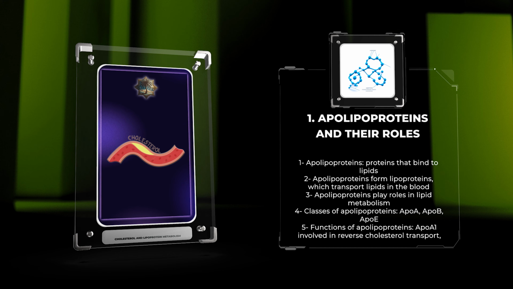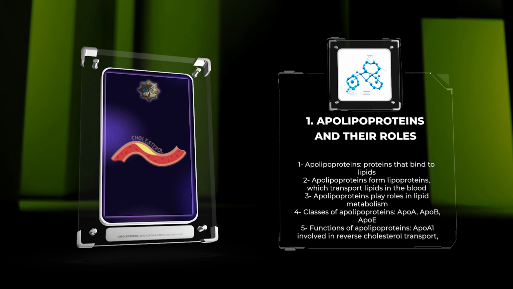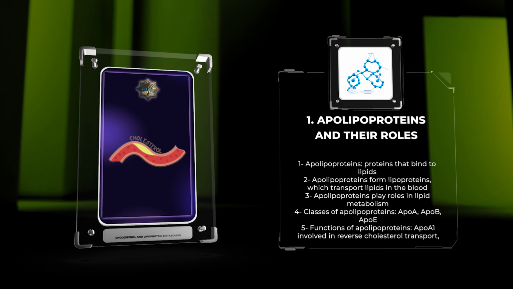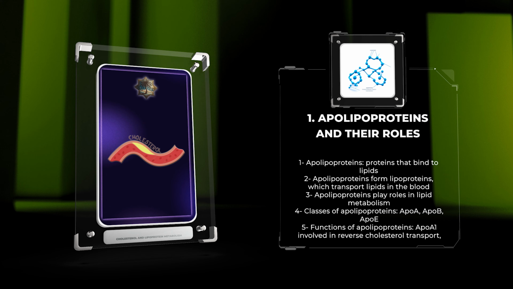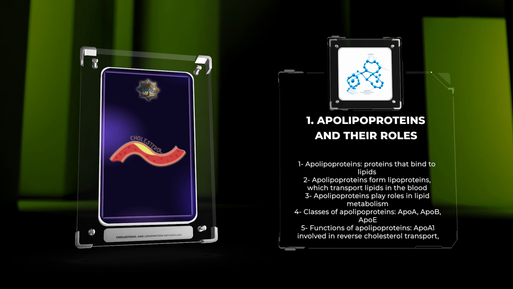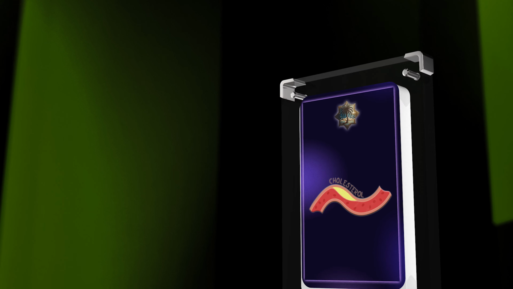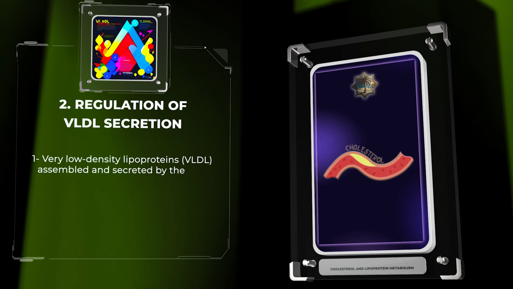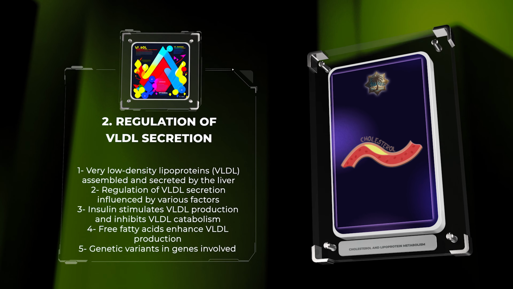For instance, APOA1 is the major constituent of high-density lipoproteins, HDL, and is involved in reverse cholesterol transport, while APOB is present in low-density lipoproteins, LDL, and very low-density lipoproteins, VLDL, responsible for transporting cholesterol and triglycerides from the liver to peripheral tissues. Very low-density lipoproteins, VLDL, are assembled and secreted by the liver and play a crucial role in carrying triglycerides to adipose tissue.